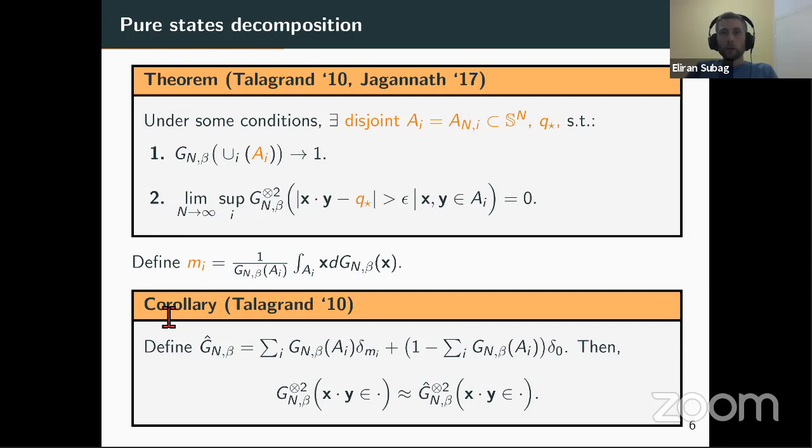Now, the following is actually a simple corollary from the theorem. So here I'm defining Mi to be the barycenter of the pure state, just the center of mass relative to the Gibbs measure. Now, you construct a new measure, G hat, which is, you just take your pure states and you shrink them to a point. Take the mass of a pure state and I put all this mass at Mi, and the rest of the mass, which will go to 0, I just throw to the origin. And then the distribution of the overlap under the Gibbs measure, the original measure, under this new measure, will be essentially the same. So in any reasonable metric, they will be close to each other with high probability as n goes to infinity.